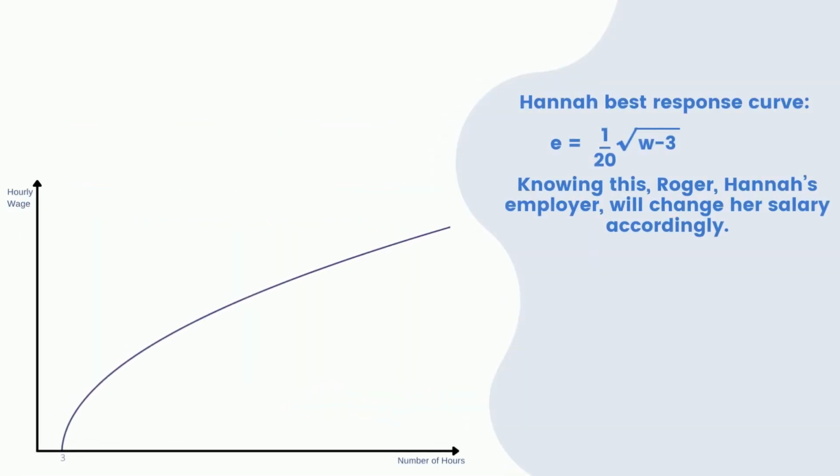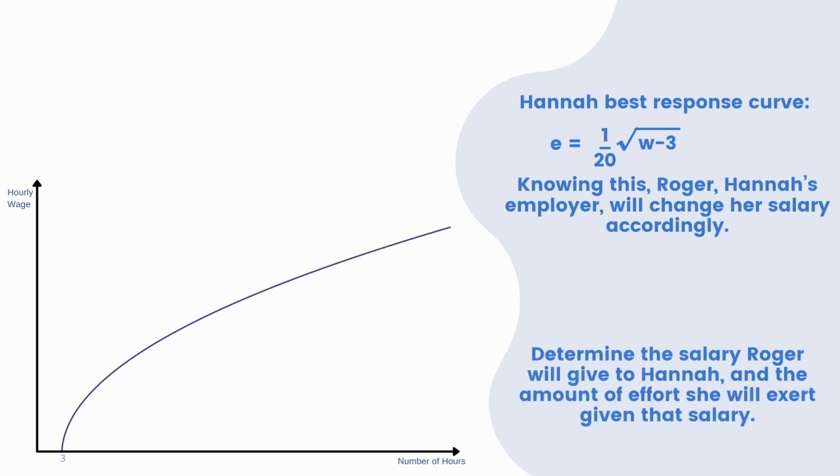This time, Anna can choose the amount of effort she exerts into her work, depending on her employment rent. This will be represented by her best response curve, E equals 1 over 20 times the square root of W minus 3. Knowing this, Roger, Hannah's employer, will choose her salary accordingly. Determine the salary Roger will give to Anna and the amount of effort she will exert given that salary.